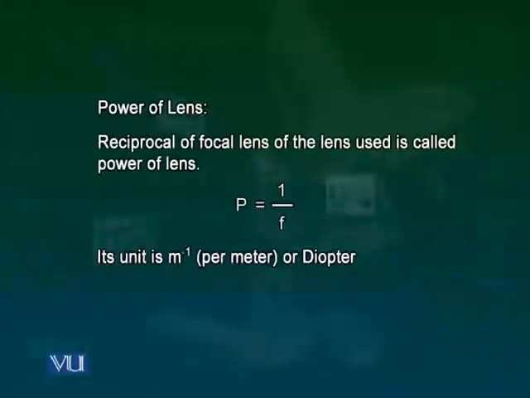What opticians normally do is they have a terminology which is known as the power of a lens. Now, the power of a lens is defined as the reciprocal of focal length. In other words, the power is 1 over f, where f is the focal length, and the units of this power are diopter or meter inverse, or sometimes it is said to be per meter.